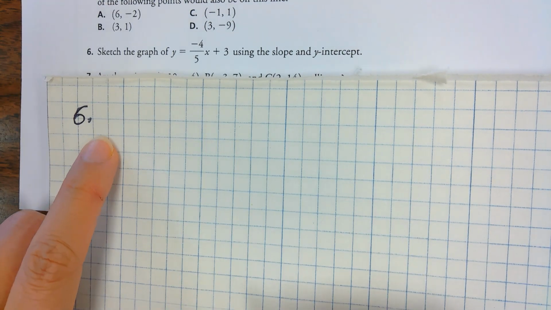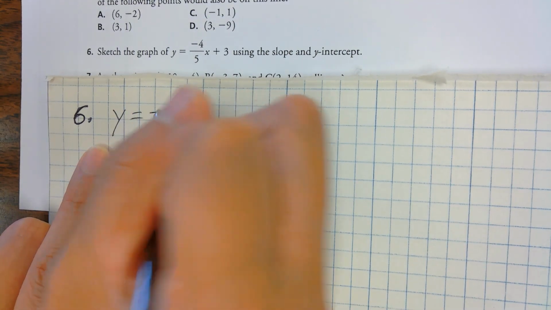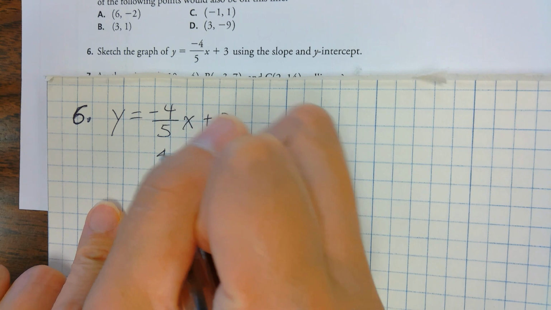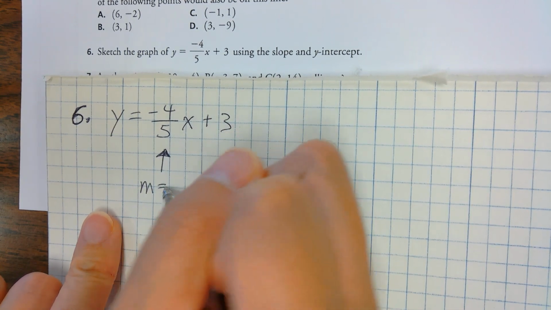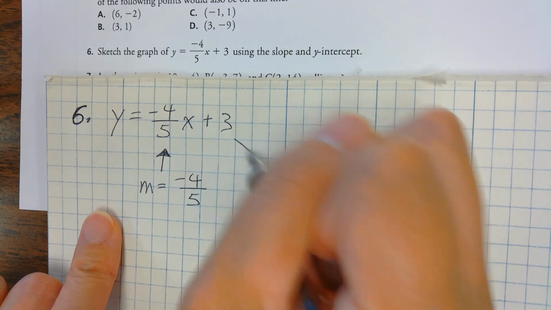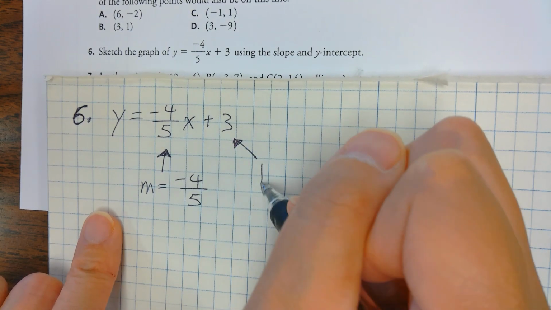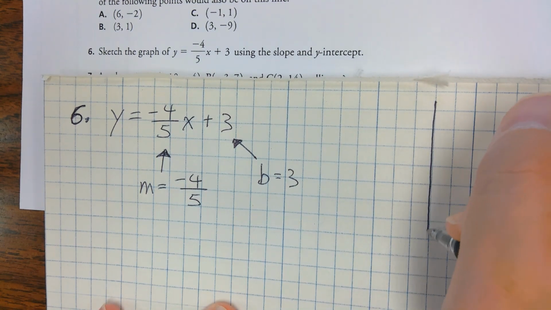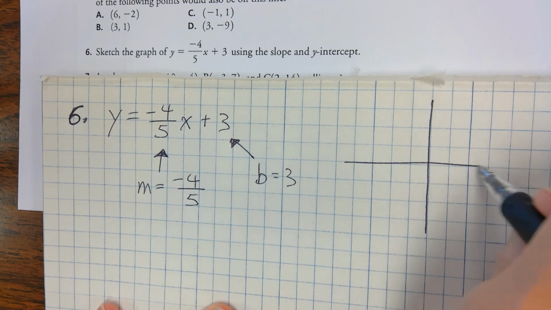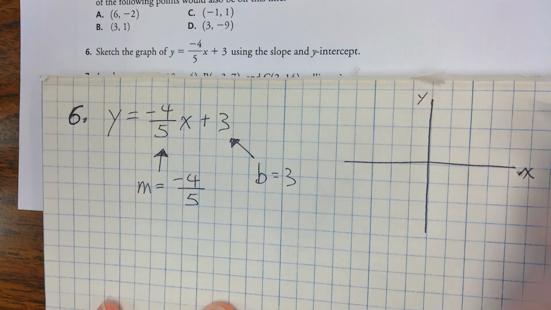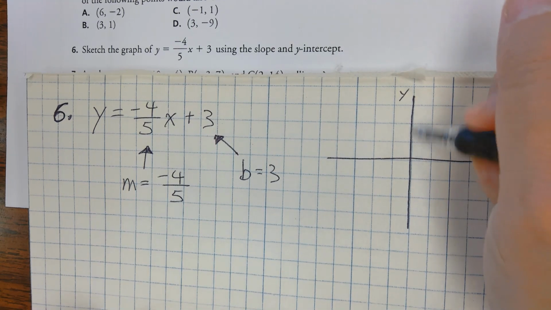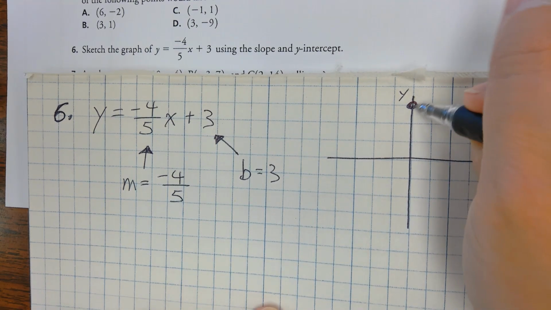Number 6 right here, you're given the equation y equals negative 4 over 5x plus 3. This is my slope, so m equals negative 4 over 5. And this is my y-intercept, which is 3. So when I graph this, that's my x-axis, that's my y-axis. What point do I plot first? Yep. Y-intercept at 3. Good. 1, 2, 3. So right here, I'm going to plot this point.